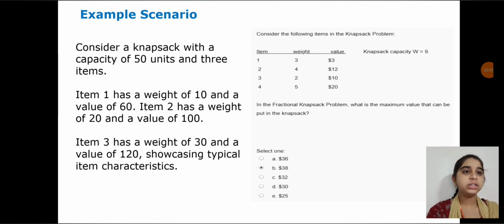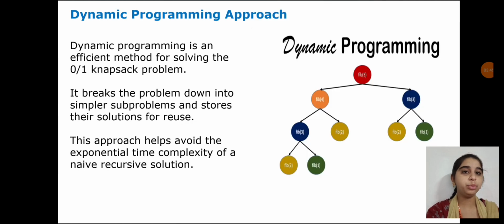Consider the following items in the knapsack problem. Item 1 has a weight of 3 and a value of $3. Item 2 has a weight of 4 and a value of $12. Item 3 has a weight of 2 and a value of $10. Item 4 has a weight of 5 and a value of $20. Given the knapsack capacity equals 9, in the fractional knapsack problem, what is the maximum value that can be put in the knapsack? The answer is $38.